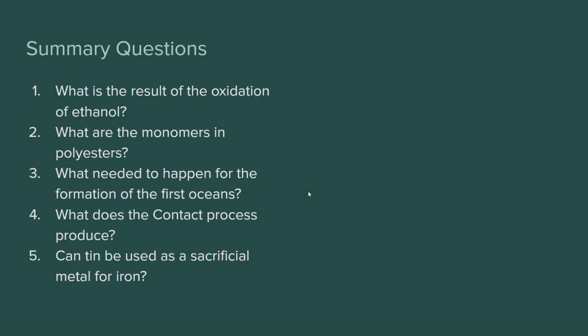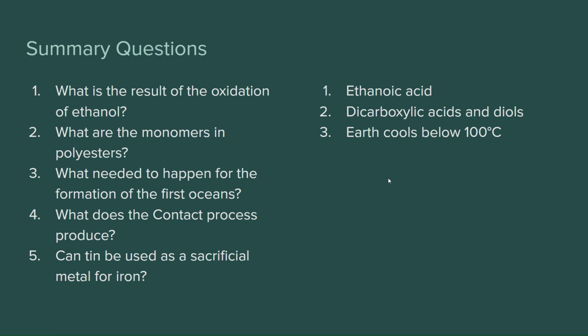And I think that's it. Oh, summary questions, sorry. So 1, what is the result of the oxidation of ethanol? Ethanoic acid. What are the monomers in polyesters? Dicarboxylic acids and diols. What needed to happen for the formation of the first oceans on Earth? Earth cools below 100 degrees Celsius. What does the contact process produce? Ammonia for fertilizers. And can tin be used as a sacrificial metal for iron? Yup, because it's more reactive than iron.